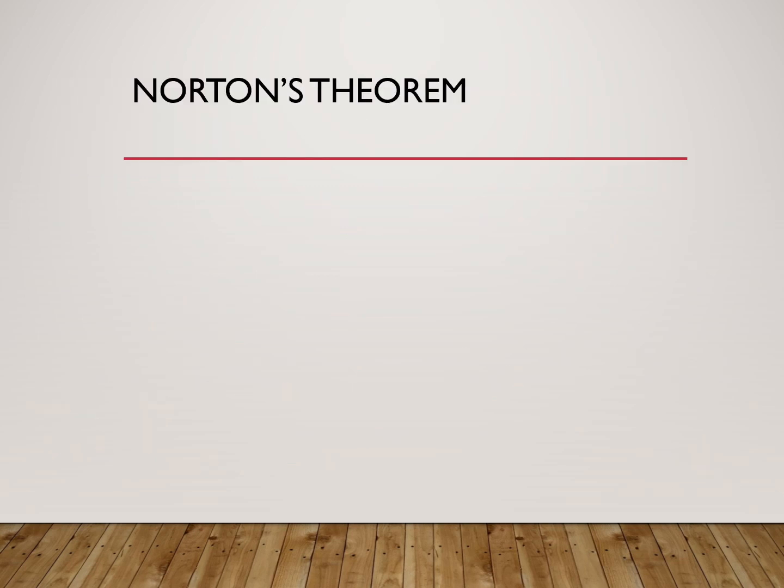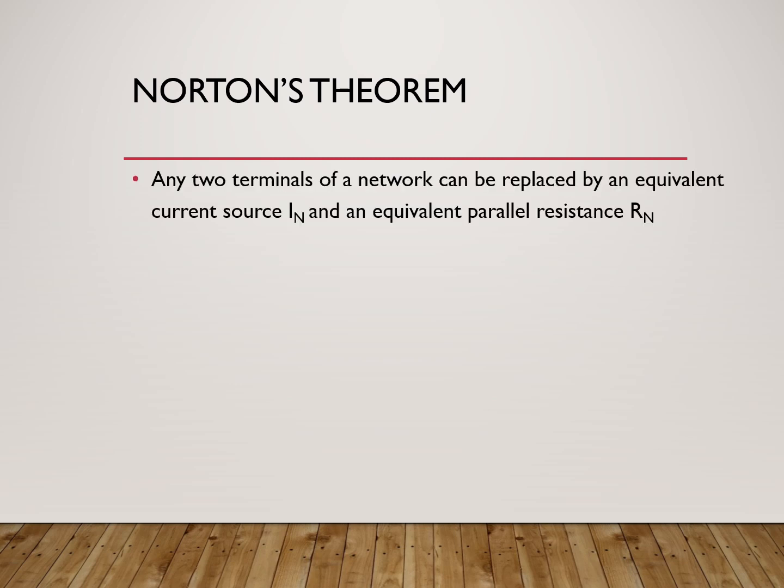Okay. Now let's discuss what is called Norton's theorem. Like we said, Thevenin's theorem reduces a circuit into a simple series equivalent, whereas Norton's theorem is a simple parallel equivalent for a complex circuit. So how is it defined? Any two terminals of a network can be replaced by an equivalent current source IN and an equivalent parallel resistance RN. RN value is the same as RTH.